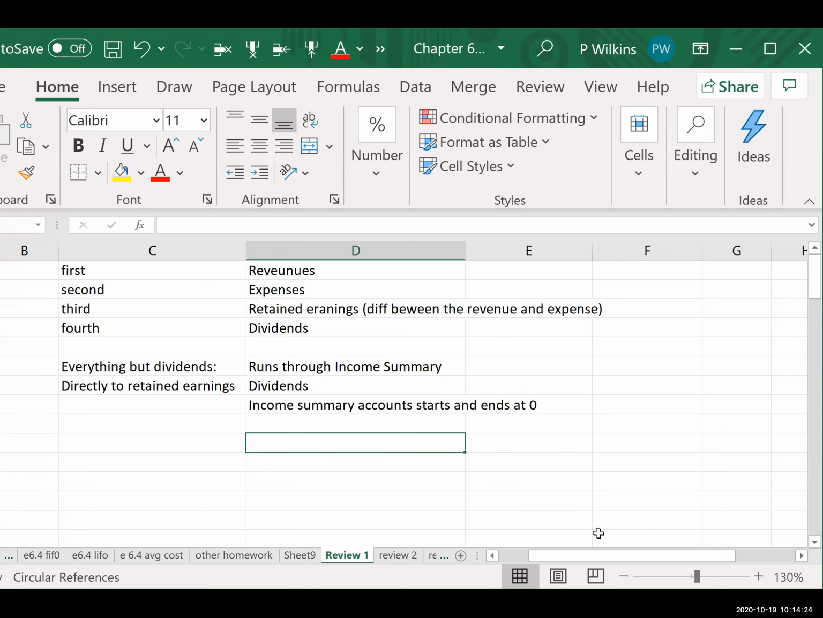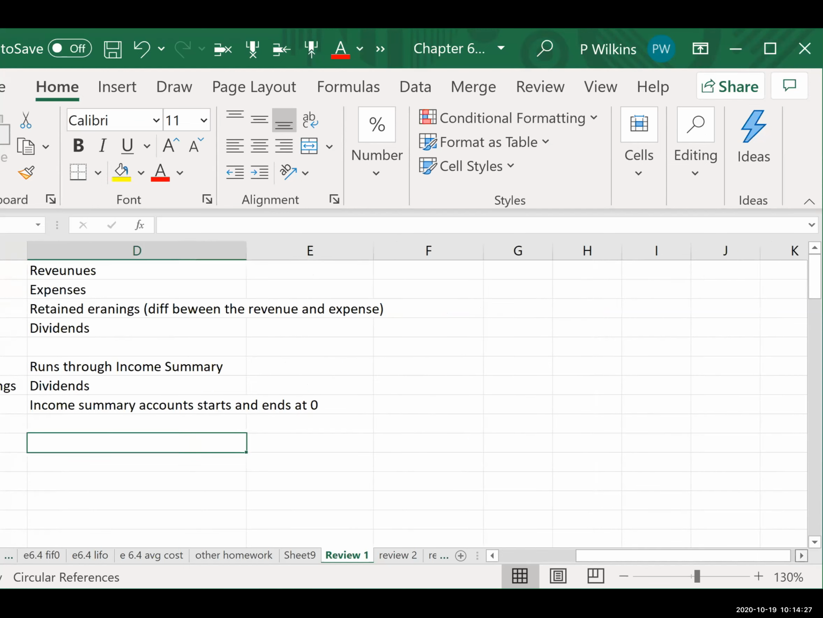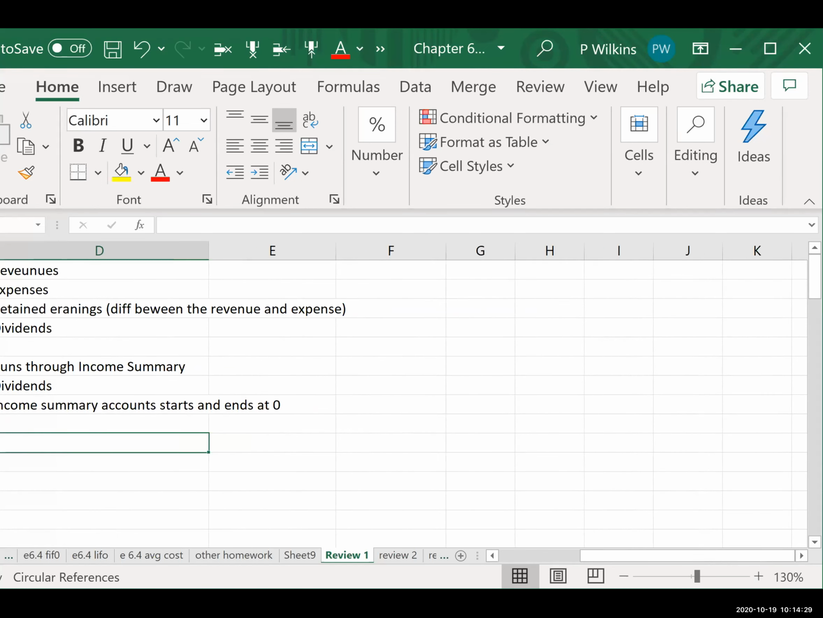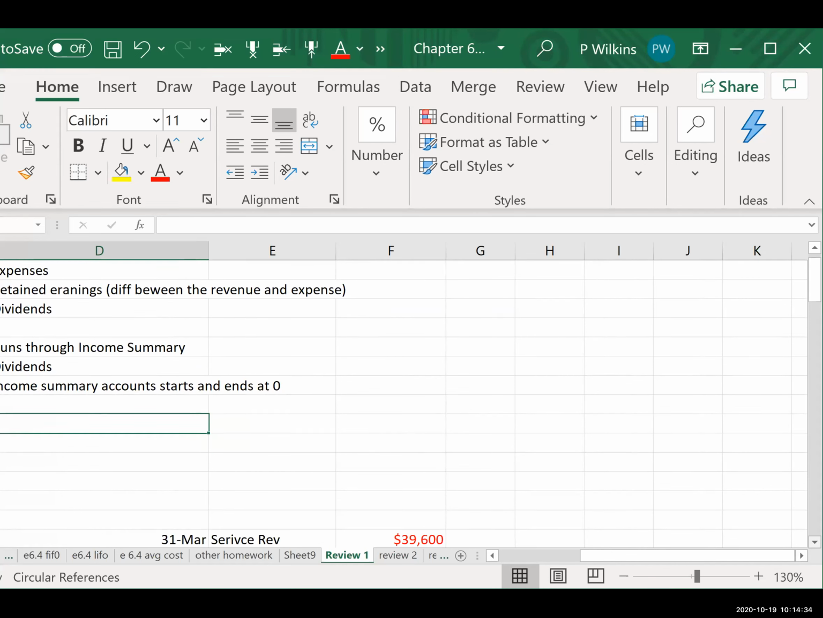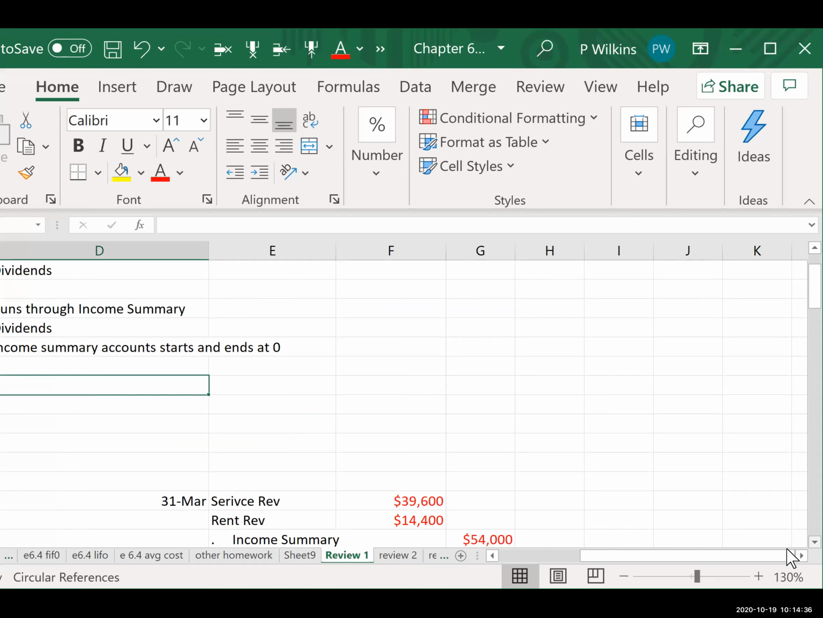Okay, so in order to do this, we have to go back to what we learned in chapter 2. Revenues have a credit balance, so in order to get rid of them, we have to debit them, right? So we are going to debit service revenue, $39,600. We're going to debit rent revenue, $14,400. And then we are going to credit income summary, $54,000, which is the total of the two.